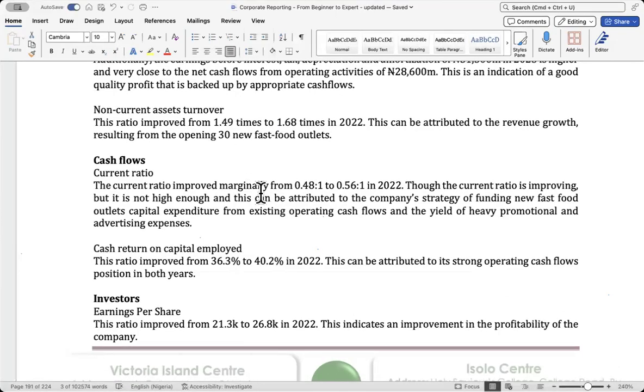So I had to link into it that yes, it's improved marginally, but it's not high enough. And this is because of their strategy, and also the heavy promotional and advertising expenses that they are doing. It's really hitting them hard on their current ratio. So I linked you to that. The question also gave me cash return to capital employed. I told them this is improved, and I said this is attributed to the strong operating cash flow position in both years that we have from the statement of cash flows.